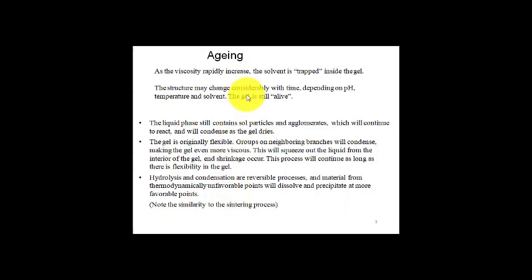Next is the aging. As the viscosity rapidly increases, the solvent is trapped inside the gel. The structure may change considerably with time depending on pH, temperature, and solvent. The gel is still present, still alive. The liquid phase still contains sol particles and agglomerates which will continue to react and will condense as the gel dries. The gel is still flexible.